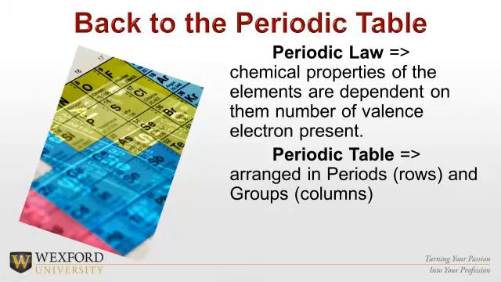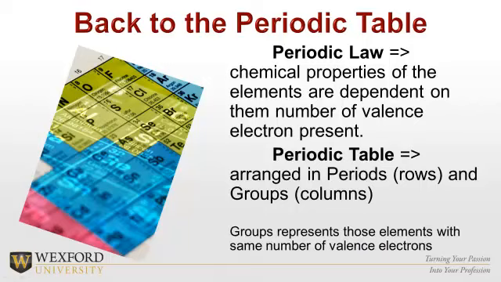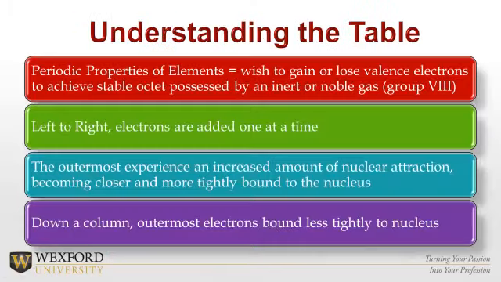And so when we look at the periodic table again, we're going to go back to it. It's arranged in rows and columns known as periods and groups. When we look at each group, the columns, those represent elements with the same number of valence electrons. So when we look at that table, once again, the periodic properties of elements, they wish to gain or lose valence electrons in order to achieve a stable octet.